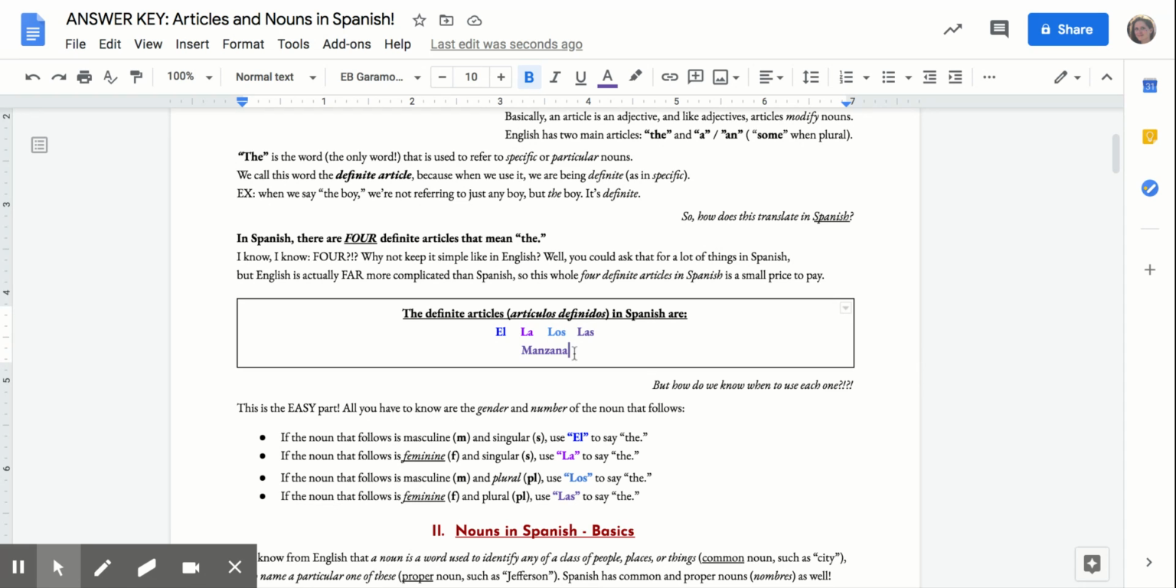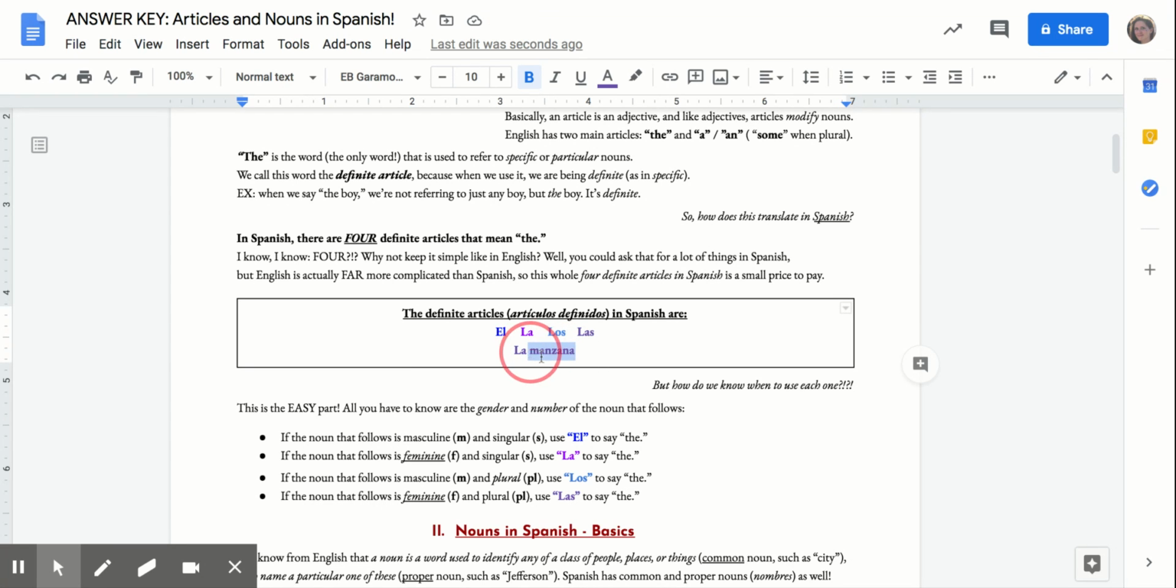So chances are the definite article that we're going to use before this noun to say the apple is going to be la. And in this case, that would be correct, okay? So now we have written la manzana, the apple, okay?